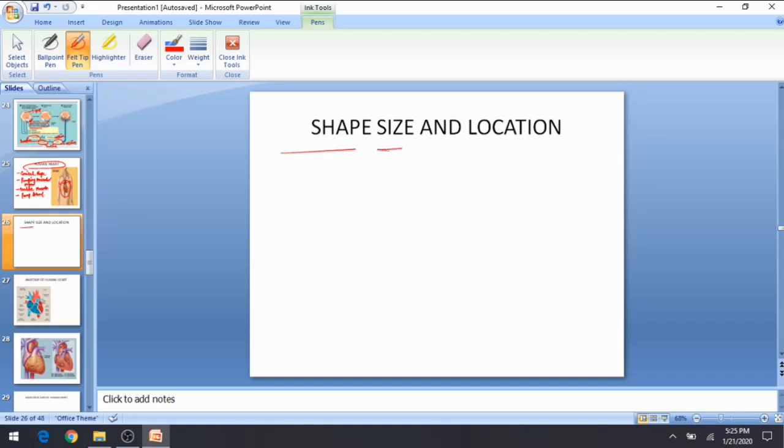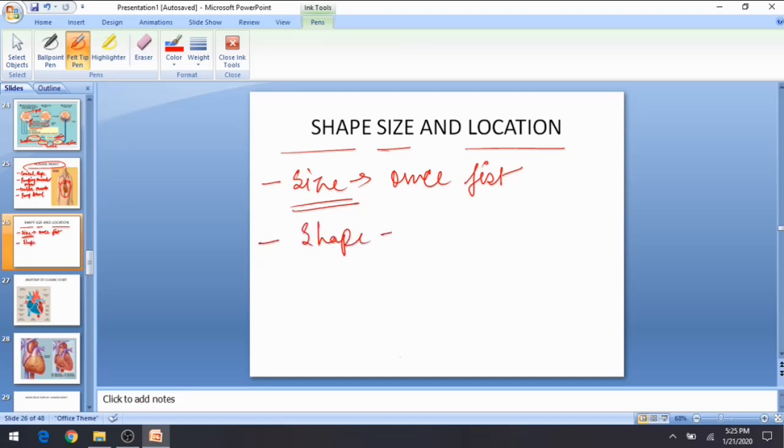Now let us talk about size, shape and location. The size of the heart is equivalent to one's own fist. If you see your fist, that is exactly the size of your own heart. Let us talk about shape. It is conical in shape.